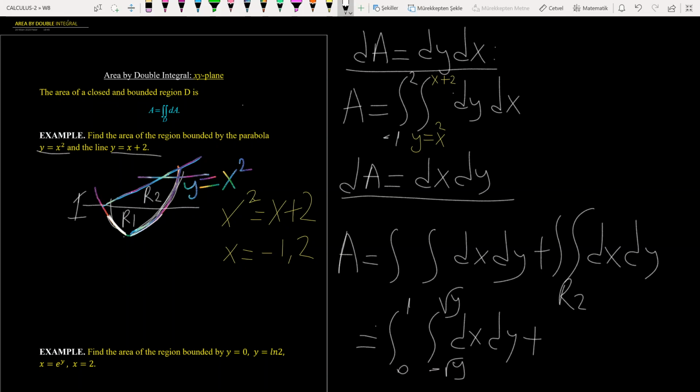Plus on the region R2 you have y minus 2 on the left, and the same parabola, which is square root of y, on the right, and y is from 1 to the point 4. If you compute these two double integrals, you will obtain exactly the same numerical value.